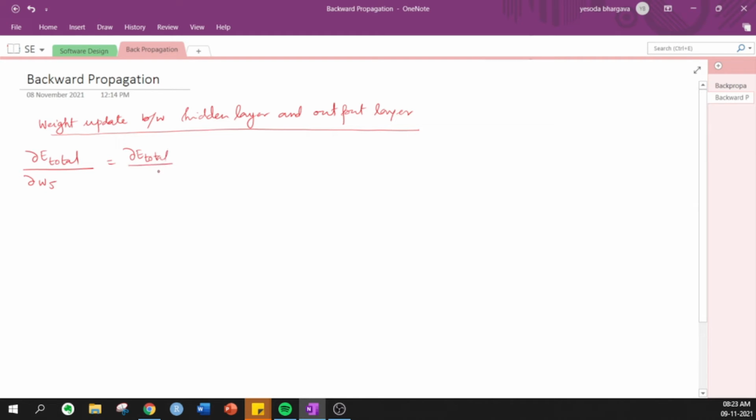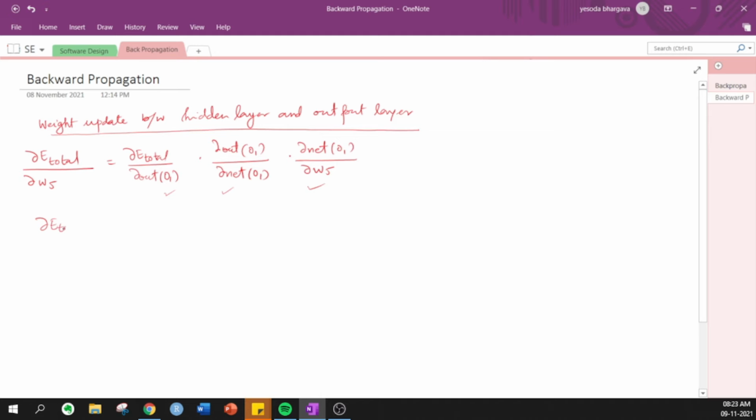Partial derivative of total error with respect to output O1, and then partial derivative of output O1 with respect to net output O1, and then partial derivative of net output O1 with respect to weight 5. We already know that total error has an output O1 term. As you can see, the right hand side is equal to the left hand side. The only difference is that we can now understand how these partial derivatives are computed. So let us compute this first.